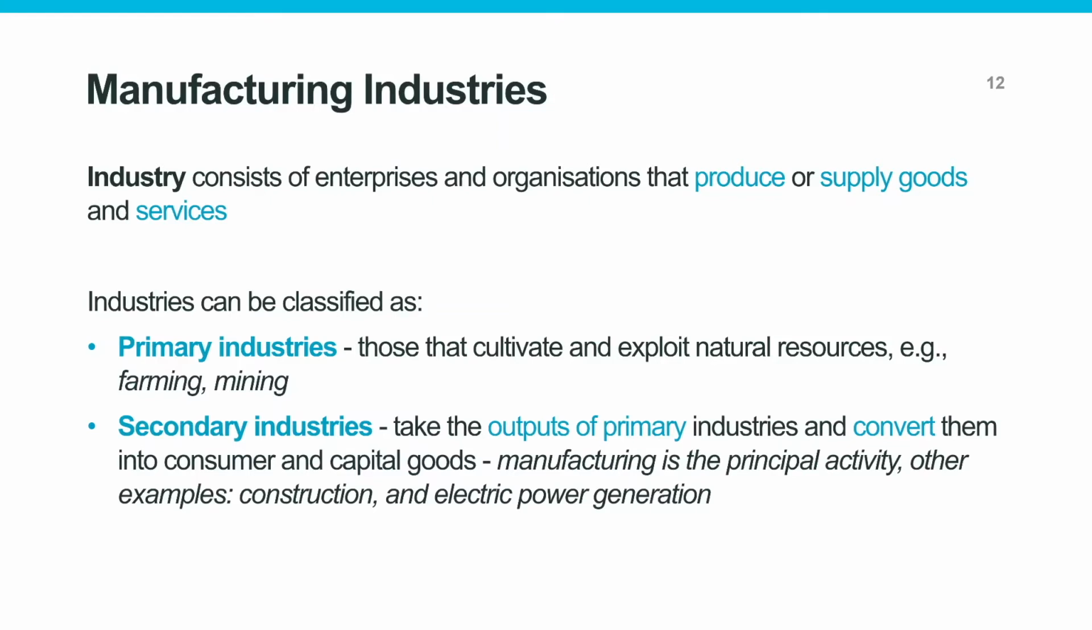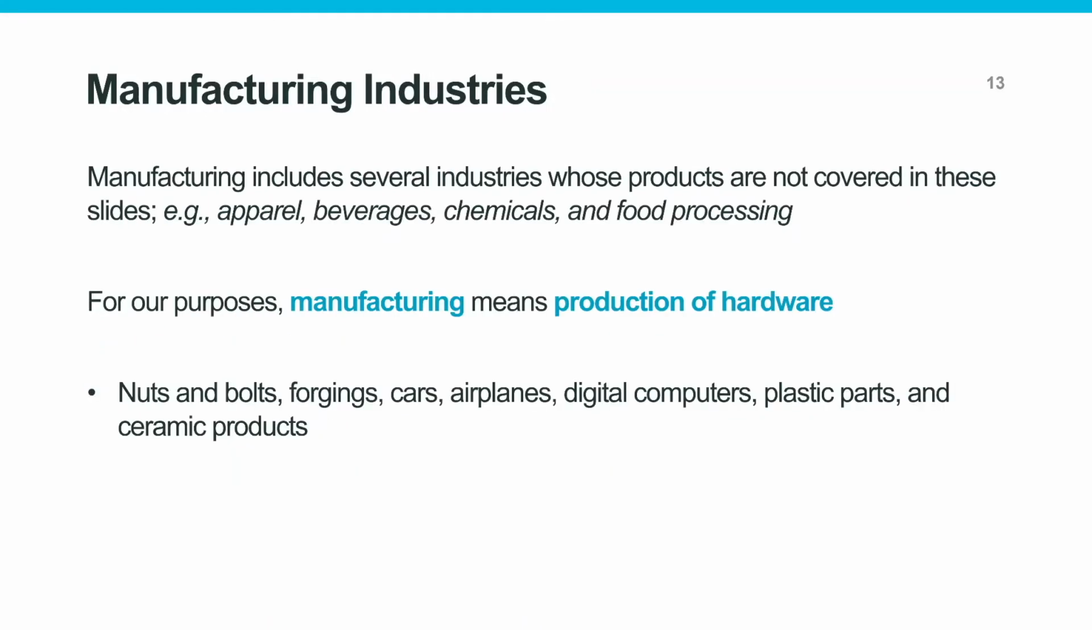Manufacturing is the principal activity here, but of course we have other examples such as construction and electric power generation. Also, we have the tertiary industries, such as service sectors like banking, for instance. Manufacturing also includes several industries whose products are not covered in these slides, such as beverages, chemicals, and food processing. In today's lecture, whenever I use manufacturing, basically I mean the production of hardware. They can be nuts and bolts, forgings, cars, airplanes, digital computers, plastic parts, and even ceramic products.